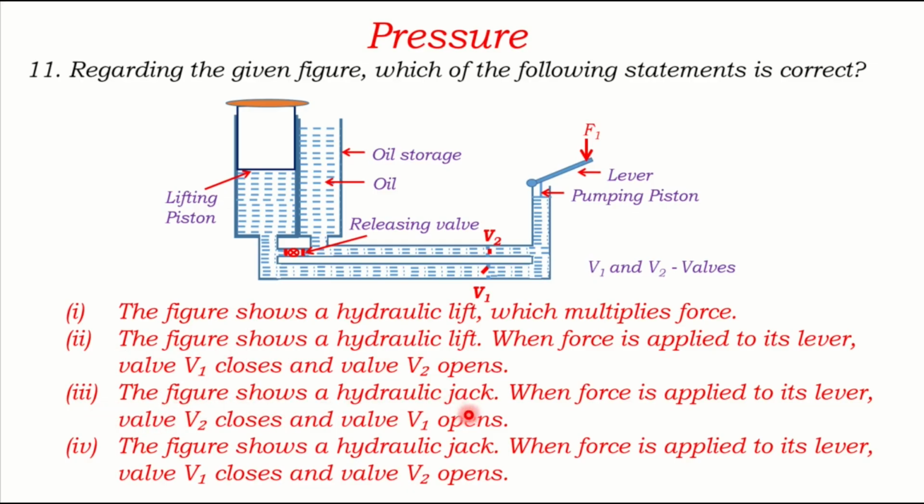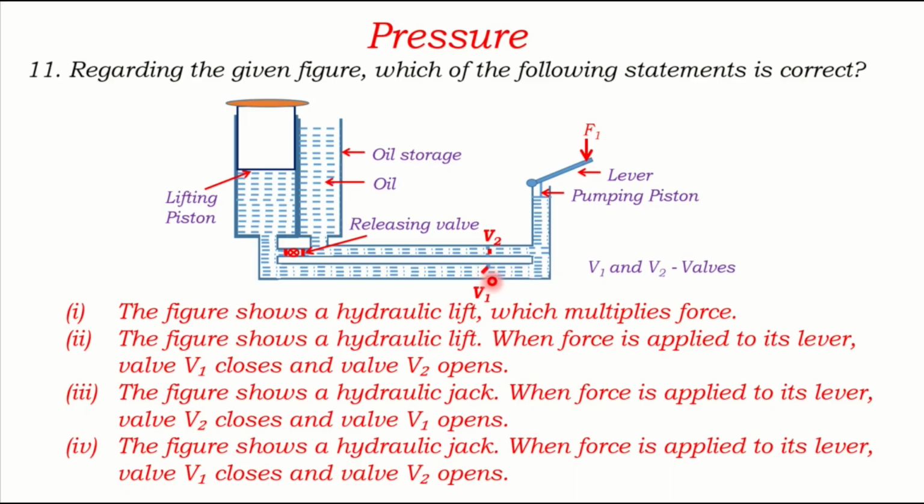Okay, number 3, the figure shows a hydraulic jack. Yes. When force is applied to its lever, valve V2 closes and valve V1 opens. If we apply force here at lever, then valve V2 closes. V2 is here. The first valve is V2. V2 closes. Yes, V2 closes. The pressure will transfer from this line and V1 opens. It means pressure transmits to this lifting piston through this line.